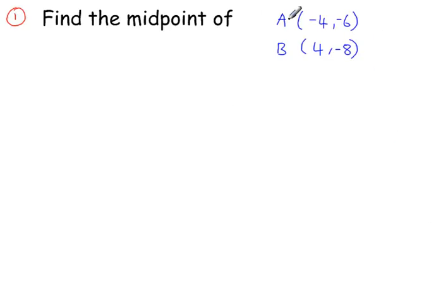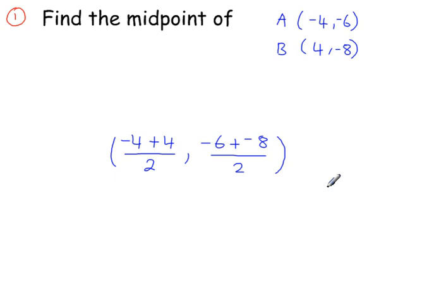Working out the midpoint of the line segment AB. So let's start with the x coordinates. So we've got a -4, we've got a +4 here, so add them together, divide by 2. So that will give you the x coordinate for the midpoint. Do the same with the y values. You've got a -6, so add them together. Be careful with the signs there. Add them together, divide by 2.